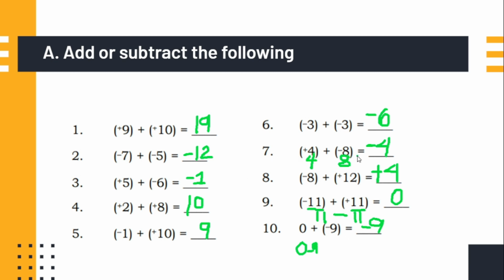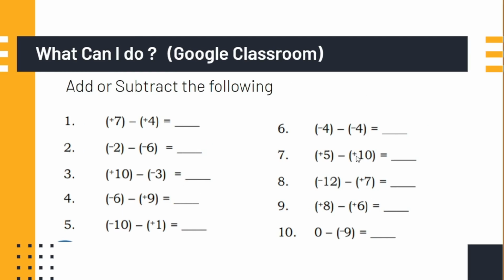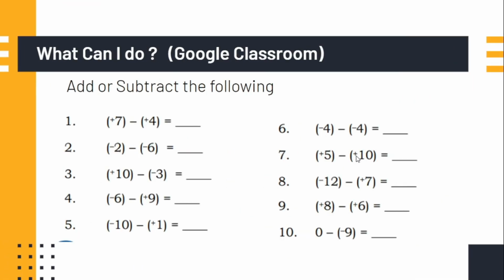Next. Next one is for the subtraction naman. So, punta tayo sa subtraction. So, positive 7 minus positive 4. Madali, 7 minus 4, the normal thing. So, that is positive 3. Next, we have number 2, negative 2 minus negative 6.